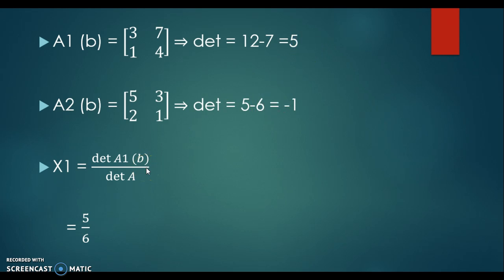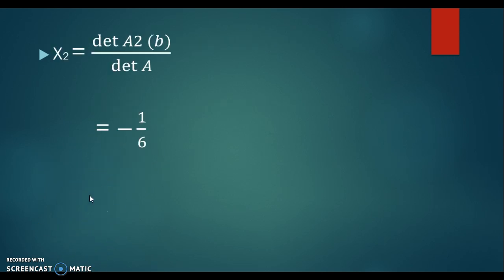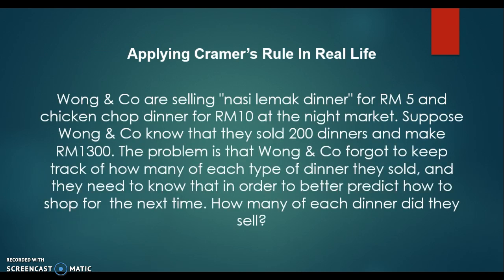From there we can compute the solution using this formula: the determinant of A1b over the determinant of the original matrix A. So we get the solution x1 is 5 over 6, and x2 is -1 over 6. Right. Okay, next, we look at applying Cramer's rule in real life.